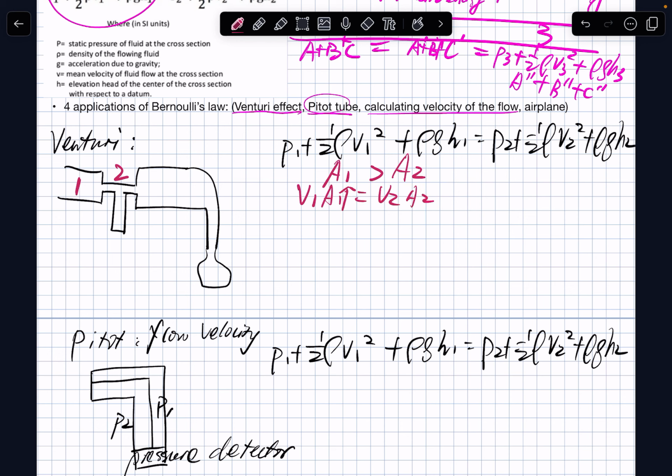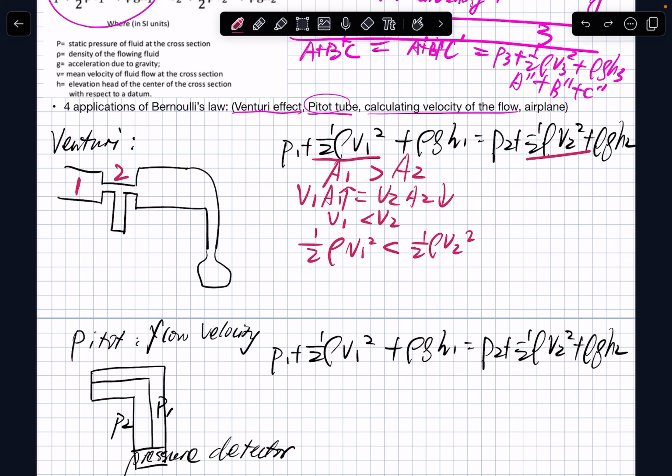And then because A1 is larger than A2, this means V1 has to be smaller, slower than V2. This gives us the relation between term B and B prime: 1/2 rho V1 squared must be smaller than 1/2 rho V2 squared, because this density is the same. It's the same fluid, and the density is the same all the way through. So this V1 V2 relationship gives me the relation of term B and term B prime.